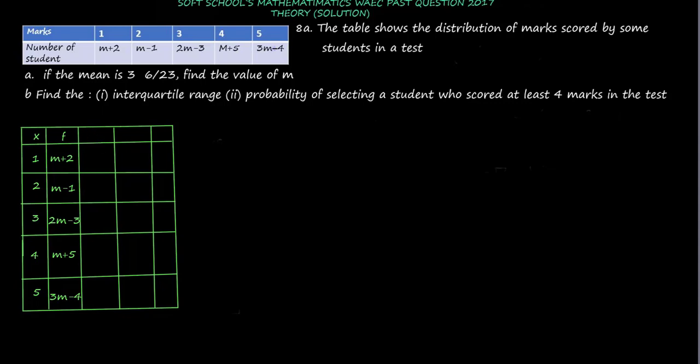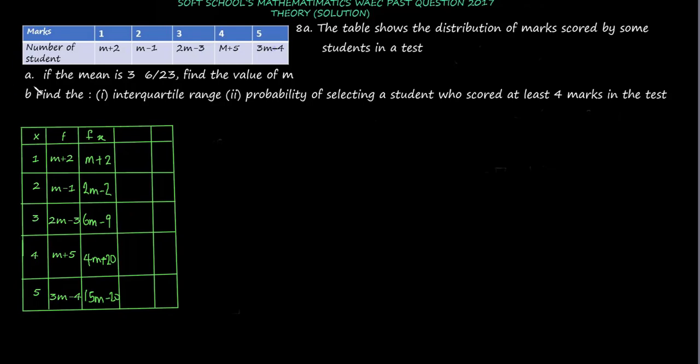So first, we need to find our fx. Now, so our fx, we are going to multiply the two together. So m plus 2 times 1 is m plus 2. This is 2m minus 2. This is 6m minus 9. This is 4m minus 20. And this is 3m minus 4. That is 15m minus 20. So this is plus 20. Now, after we have done this, this is our f and this is our fx.